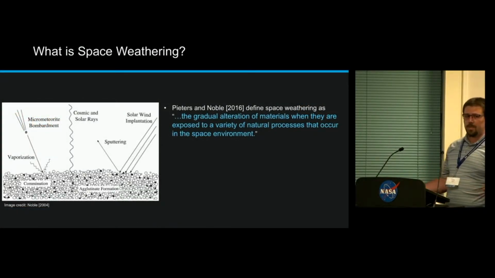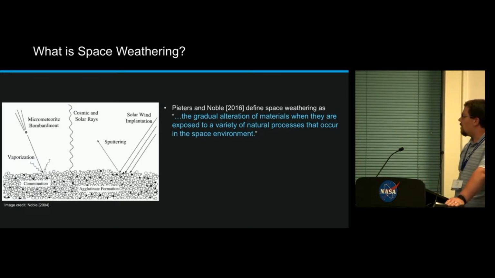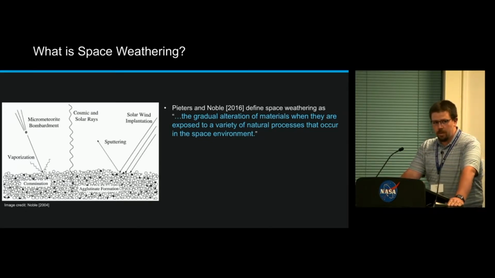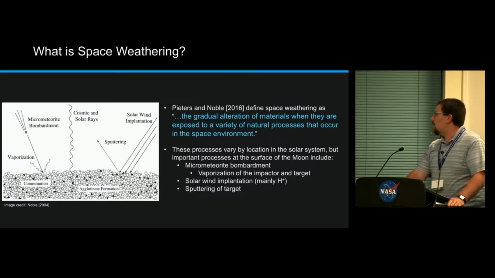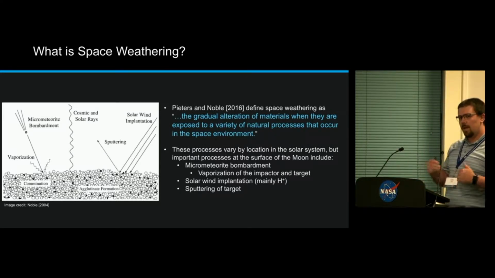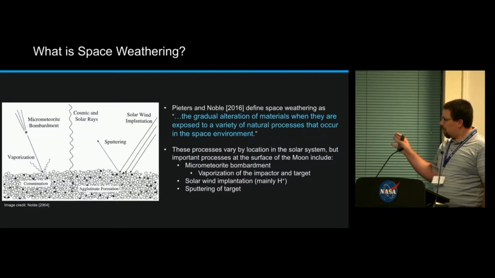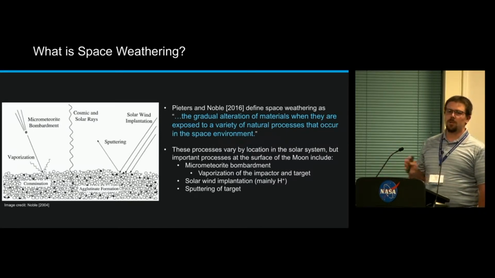So first off, what is space weathering? The often cited Pieters and Noble 2016 calls it the gradual alteration of materials when they are exposed to a variety of natural processes that occur in the space environment. Basically, if you put it in space and it changes, it's probably due to space weathering. For our purposes, these processes vary by location, and we're looking mainly at 1 AU, where the moon is, and are looking pretty much only at micrometeorite bombardment and the effects that it has, as well as the effects directly due to the solar wind.